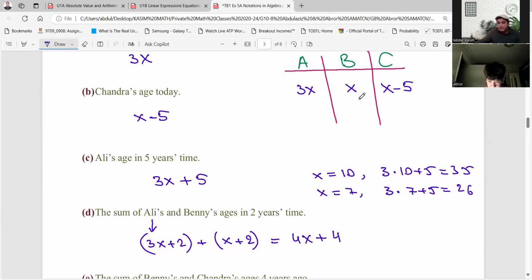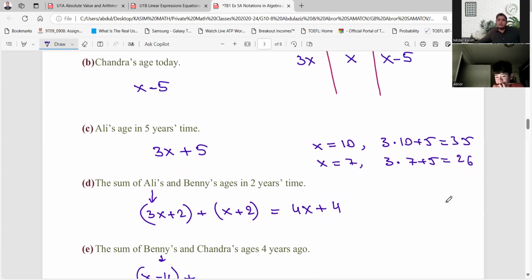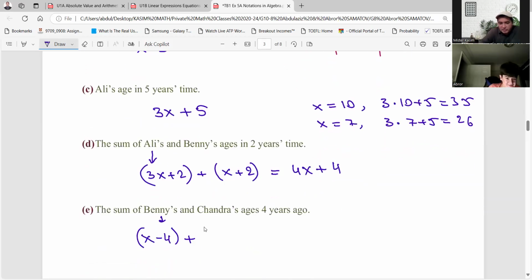Wait, Benny is x years old, right? Yes. Okay, so 4 years ago, Benny was x minus 4 years old. And how about Chandra? How old was she 4 years ago? Right now, Chandra is x minus 5 years old, right? So 4 years ago, it is her current age minus 4, x minus 5 minus 4.